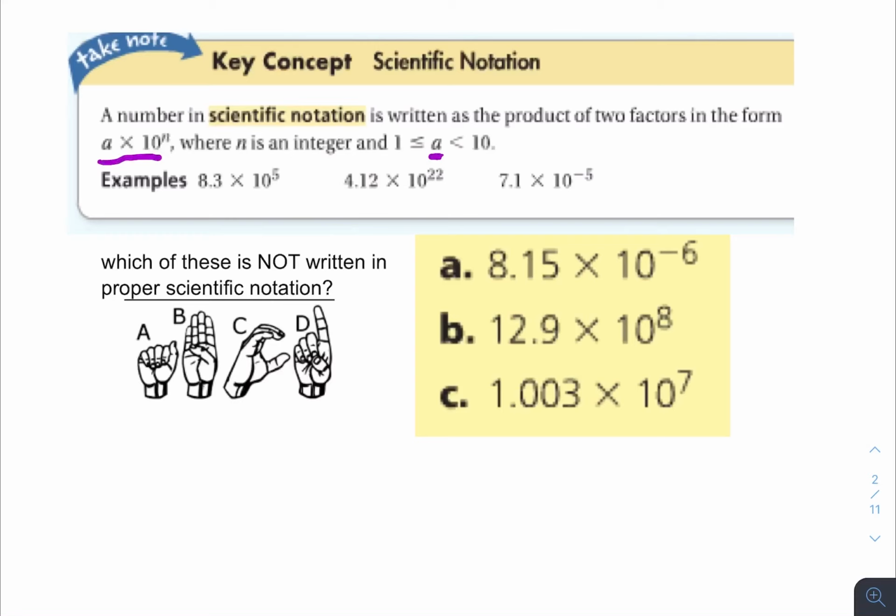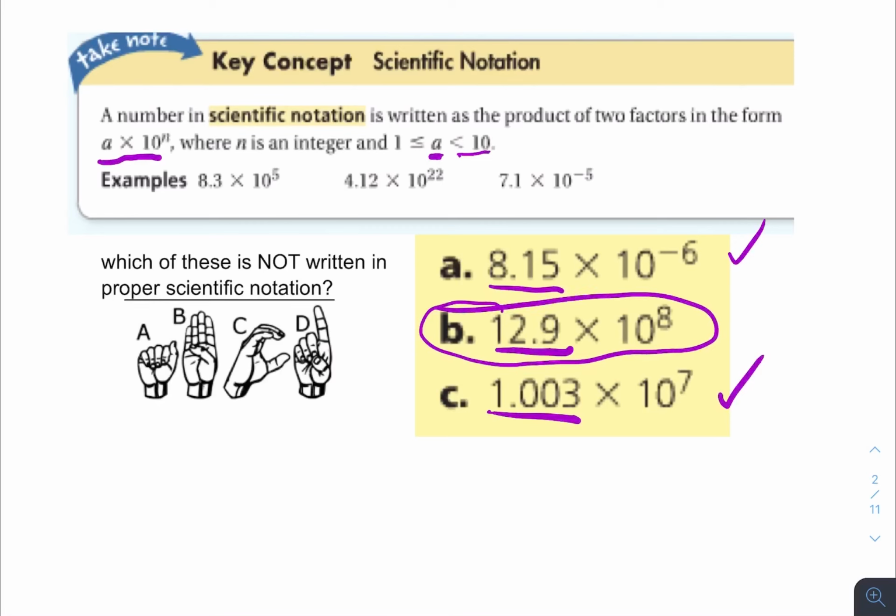So our first question here says, which of these is not written in proper scientific notation? So what we want to focus on is first our a values. If we look at these a values, we need to check to see, are they greater than or equal to 1 and less than 10? If we look at A, that's true. We look at C as well, that one's true. But now notice if we look at B, 12.9 is not less than 10. And so this one right here, I guess that's technically our answer. So we'll go back. This one right here is the one that is not written in proper scientific notation.